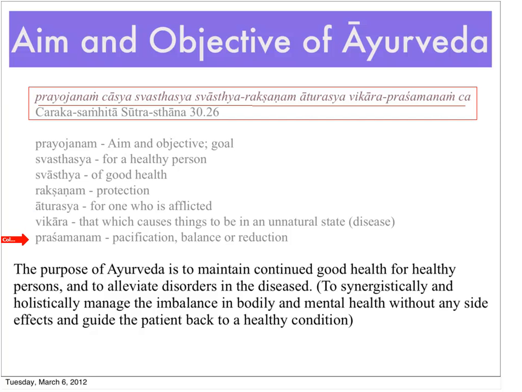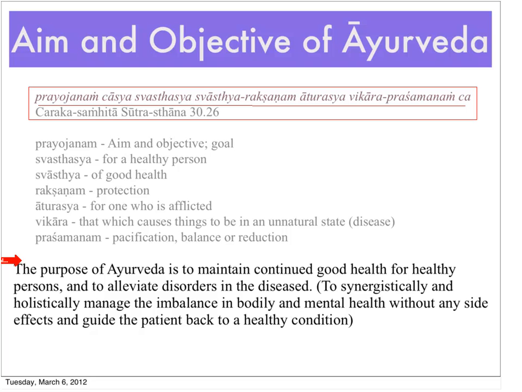pacification, balance, or reduction. So the translation is the purpose of Ayurveda is to maintain continued good health for healthy persons and to alleviate disorders in the diseased. And a paraphrase, and we try to give paraphrasing in parentheses when it might help explain it better, is to synergistically and holistically manage the imbalance in bodily and mental health without any side effects and guide the patient back to a healthy condition.